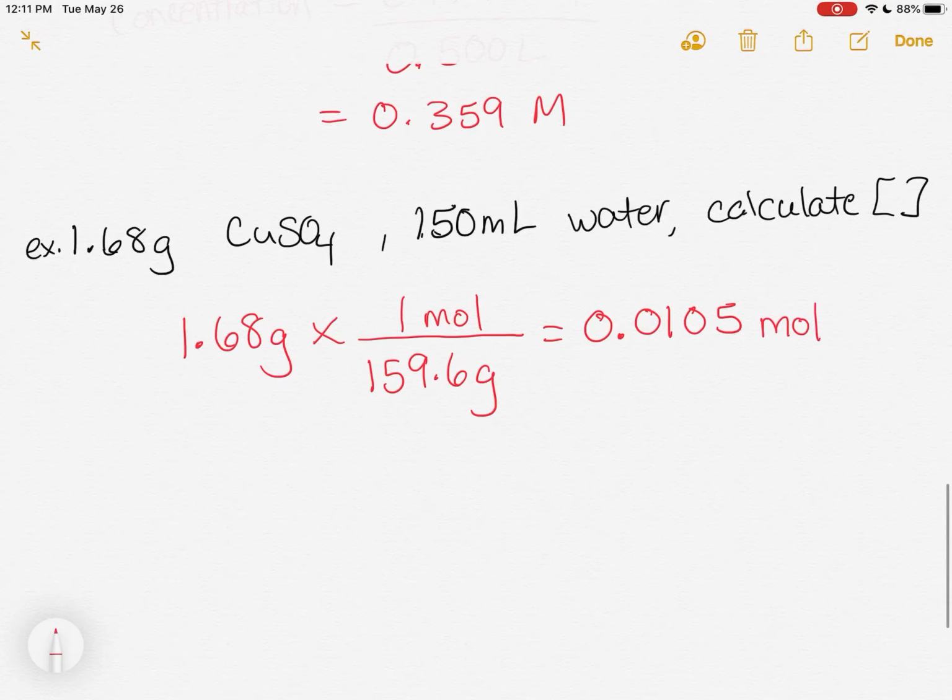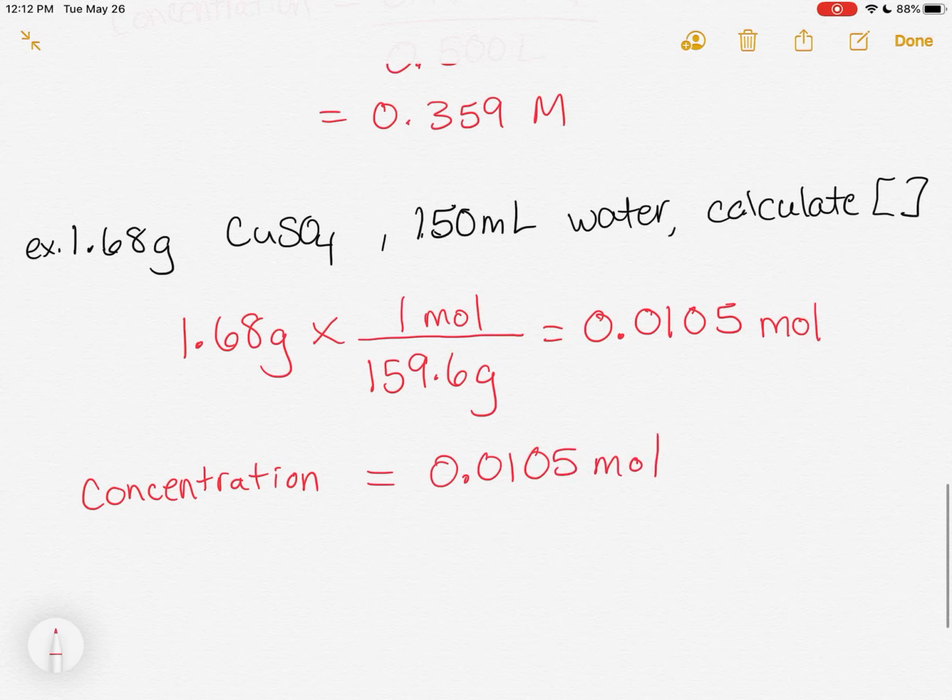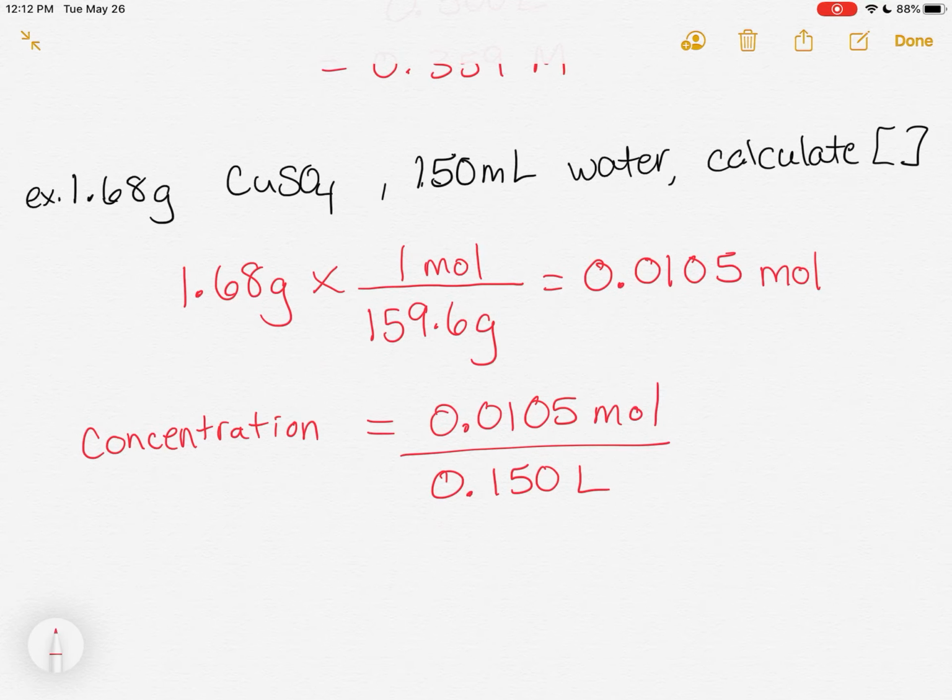of copper 2 sulfate. Okay, and so then to calculate our concentration, we're going to use our mole value, 0.0105 moles. And we're going to divide by our volume. Don't forget to put our volume into liters. Okay, so we've got 0.150 liters. All right, so then when we do that math, we get 0.070 moles per liter as our concentration for copper 2 sulfate.